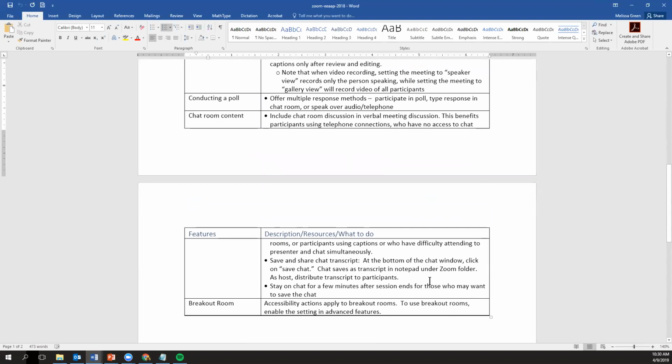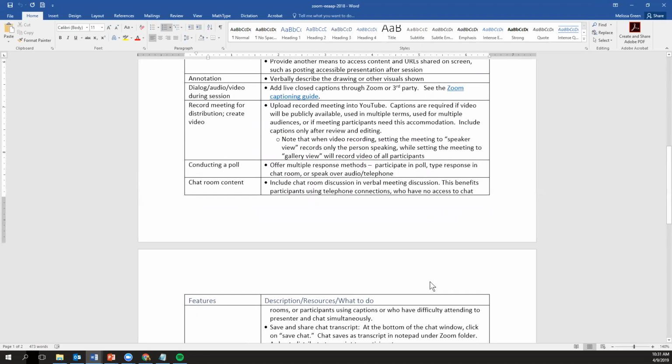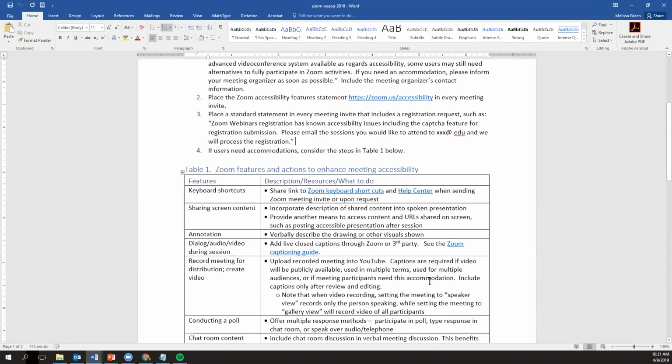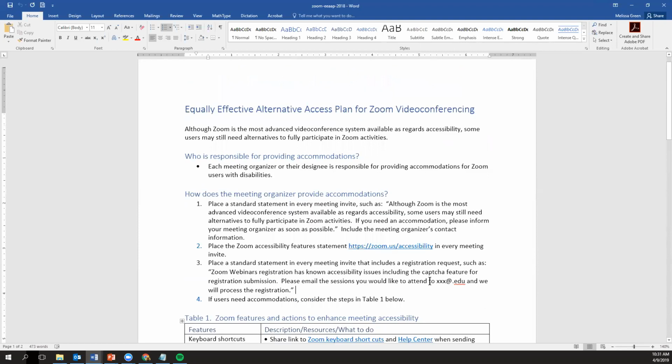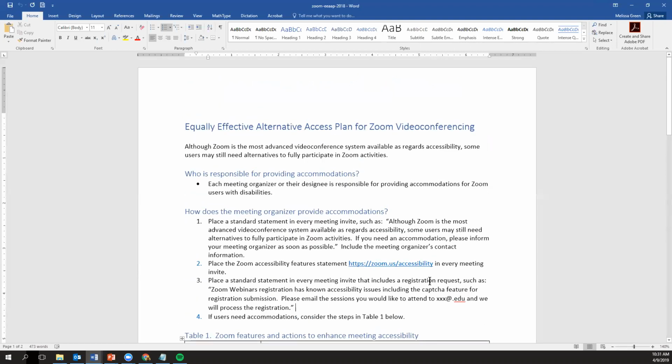I'm thinking about our university. A lot of people use Zoom. Something like this would be a good resource because it really lays out sort of every possible thing one might need to do to make a Zoom video conference fully accessible. Your EEAAP may not be this detailed, sort of depending on what you're seeking an exception for.